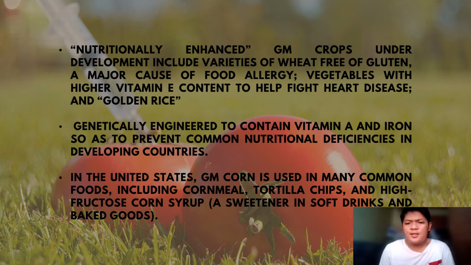In the United States, genetically modified corn is used in many common foods including cornmeal, tortilla chips, and high fructose corn syrup, a sweetener in soft drinks and baked goods.